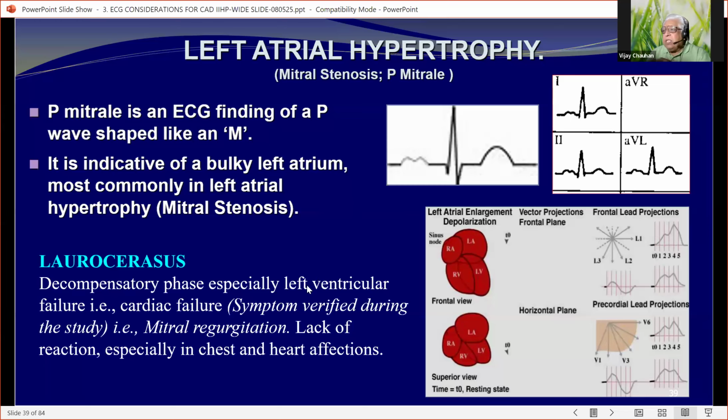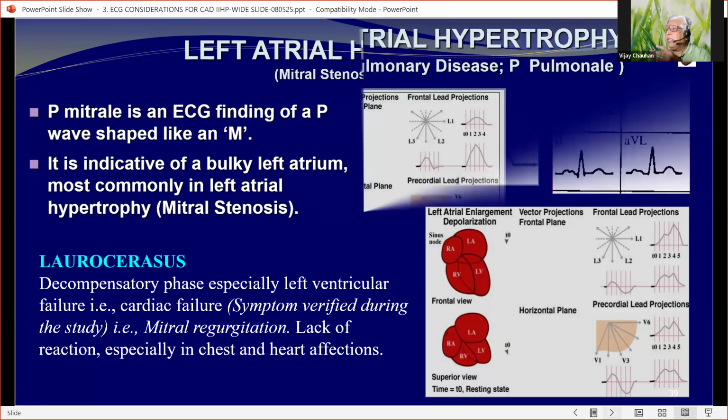Because there is a strain to the left ventricle if there is a regurgitation, and the regurgitation is marked, then the left ventricle also enlarges, the left atrium also enlarges. If the left atrium enlarges, it is going to put resistance to the lungs. The lungs will be congested and the right ventricle has to work more thereafter. So P mitral is a very important finding in left atrial hypertrophy.